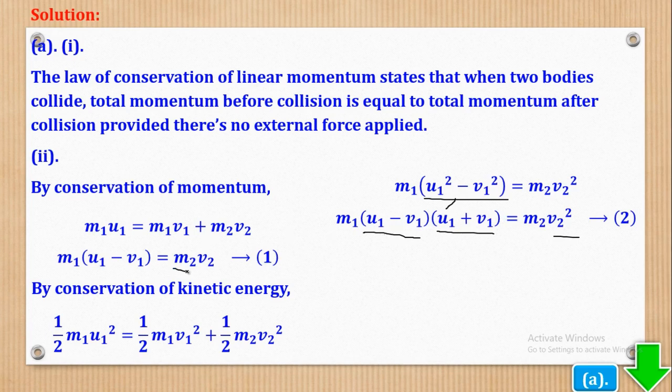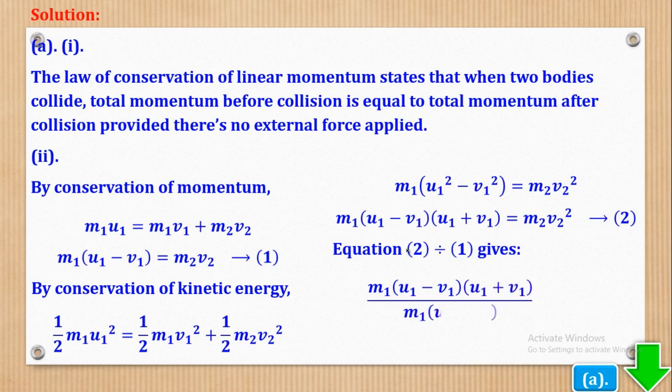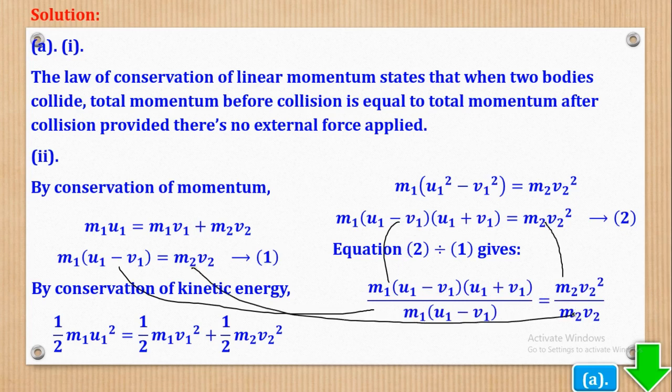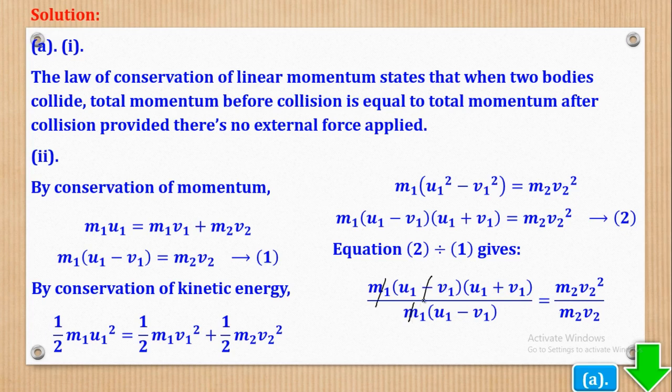So next is to divide. When I divide equation 2 by equation 1, I'll come up with that expression. After that you realize that this m1 can cancel, this one can also cancel, and this m2 can also cancel. Then this v2 goes with one of the v2 in the numerator. So what happens, you'll come up with v2 being equal to u1 plus v1. So that is equation 3.